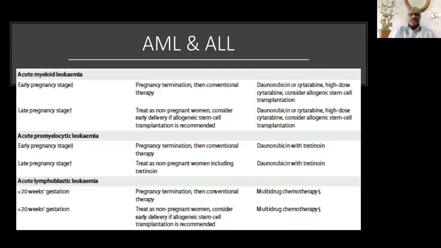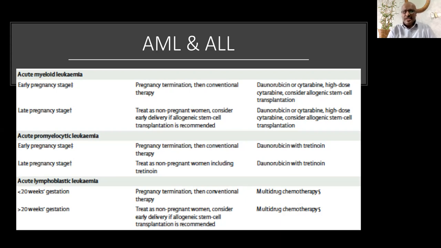So how do you manage acute myeloid leukemia or acute lymphocytic leukemia? Early pregnancy, we need to discuss the risks and benefits of continuation of the pregnancy. Later in the pregnancy, the management is the same. Similarly, for acute lymphoblastic leukemia, early in the pregnancy, you need to talk about potential termination. Late in the pregnancy, you need to talk about the benefits of multi-drug chemotherapy.